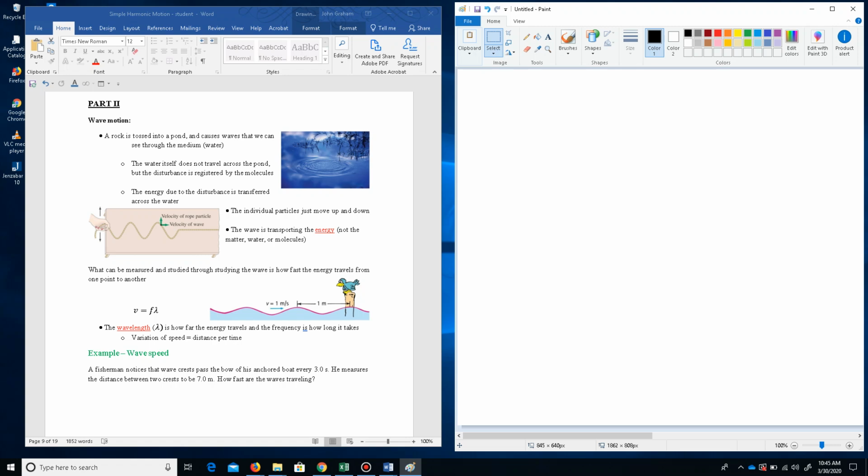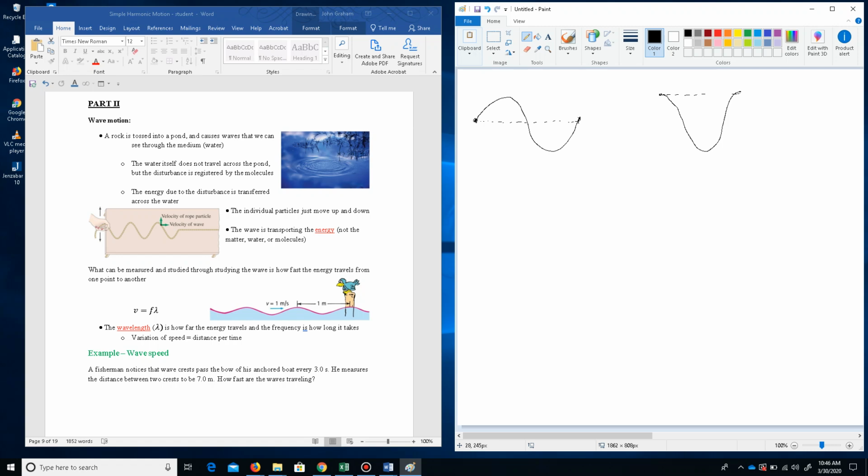And the wavelength for any wave, we can look at it as a sine wave or even a cosine wave. I do both. The wavelength is basically how long does it take, or how far does it go before it repeats. So what is this distance, or what is this distance?